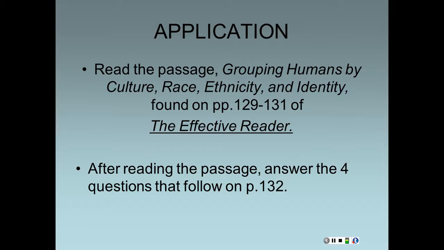Now that we have explored and discussed topics, main ideas, topic sentences, central ideas, and thesis statements, let's test your understanding of these concepts. Read the passage "Grouping Humans by Culture, Race, Ethnicity, and Identity," found on pages 129 through 131 of The Effective Reader. After reading the passage, answer the 4 questions that follow on page 132.